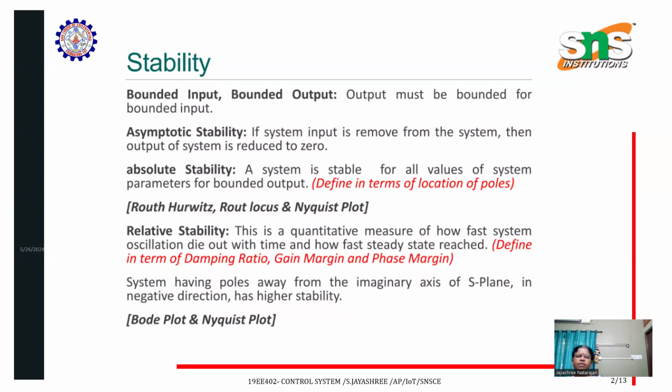A system having poles away from the imaginary axis of the S-plane in the negative direction has higher stability. In the S-plane, if the poles are on the negative side, the system is stable. On the right, the positive side of the S-plane, the system is unstable. Based on the roots, we can determine the stability.